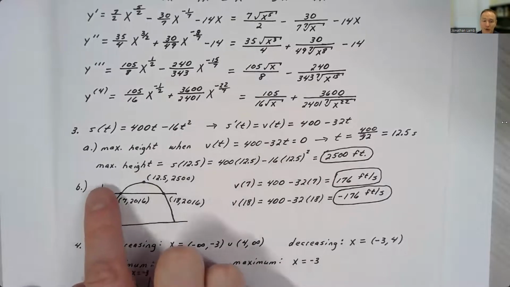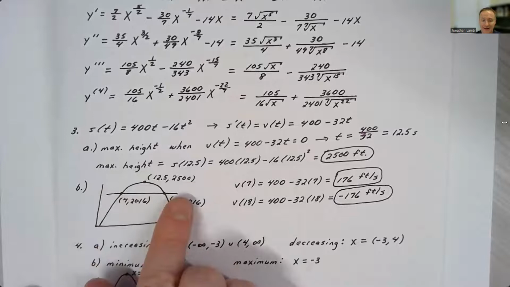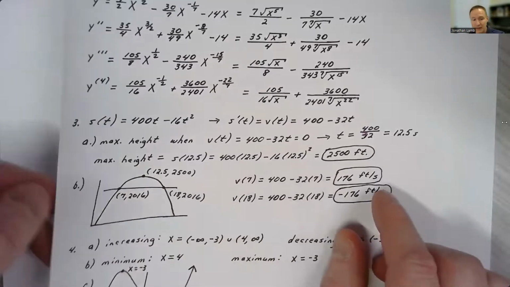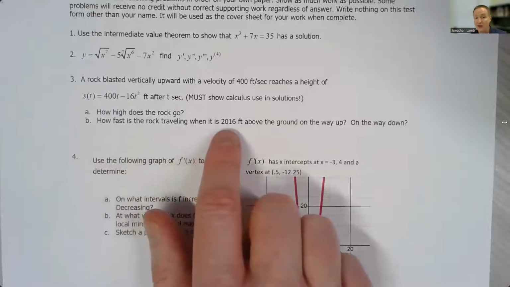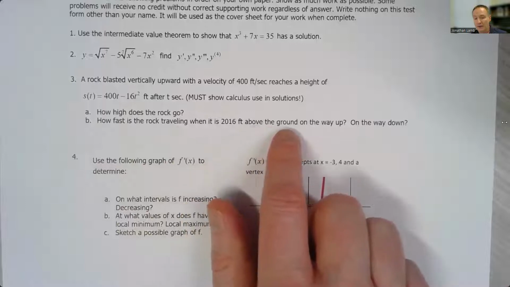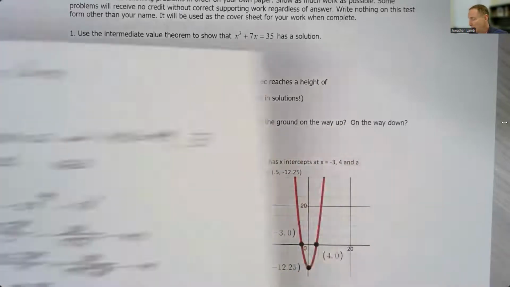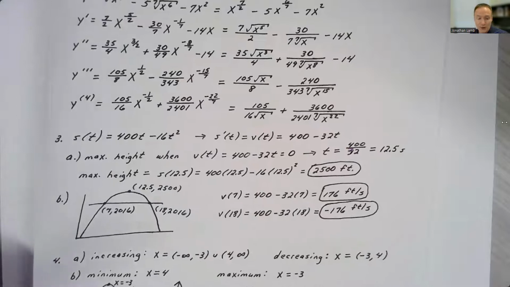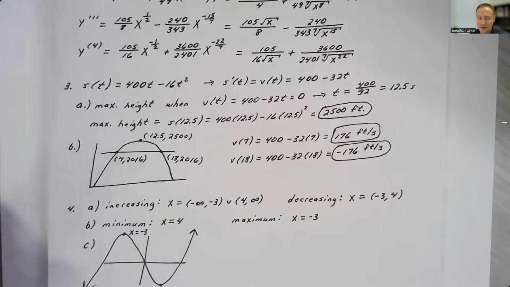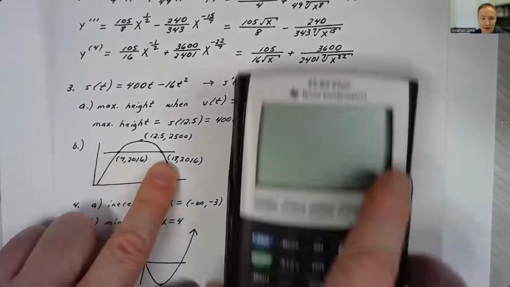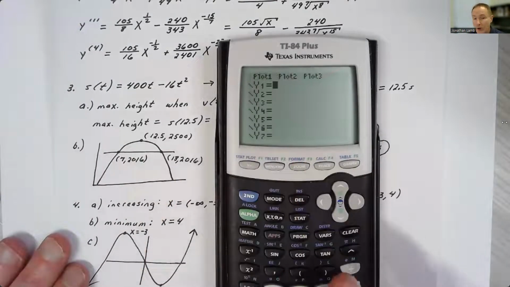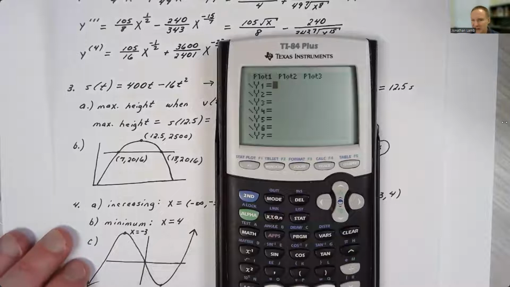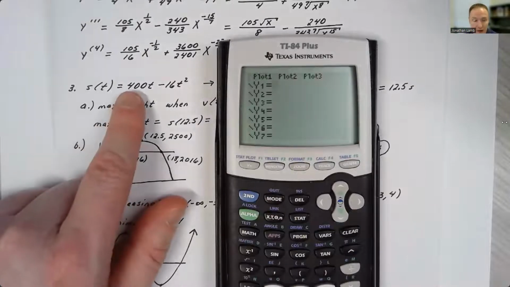Now, I'm looking for the points at which the height is 2016 in part B of this problem. So I've already done part A. Part B is asking how fast is the rock traveling when it's 2016 feet above the ground on the way up and then on the way down. So what I did in order to find this out, I'm going to have to plug some times into velocity functions. But I first need to find out how to get to those times. So I would strongly recommend just use your calculator to help you. Quadratic formula would be another option, but calculator is what I would say is the option of choice here.